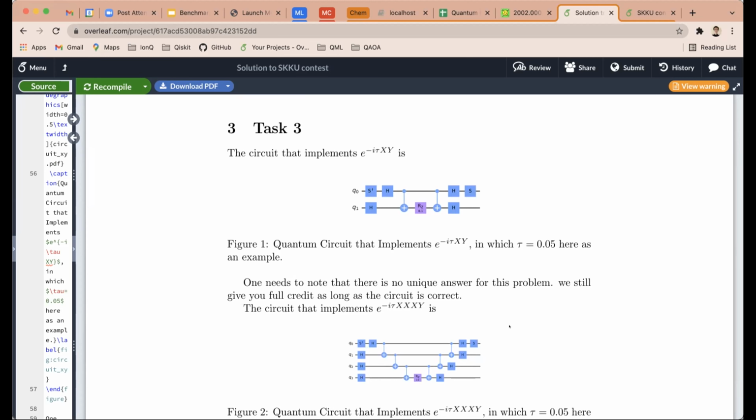Undo, could you say again? Undo what? Undo the parity calculation and the basis transformation. I see.